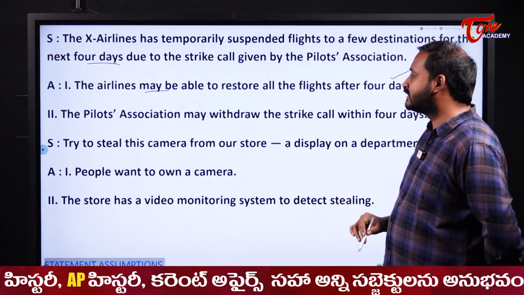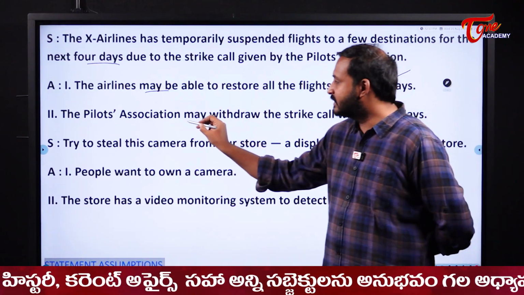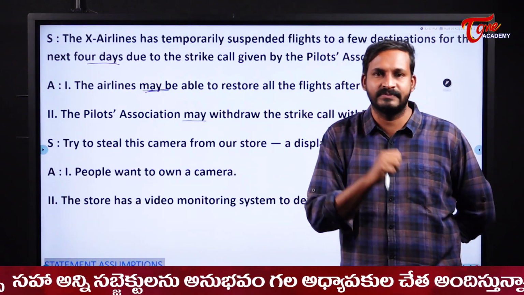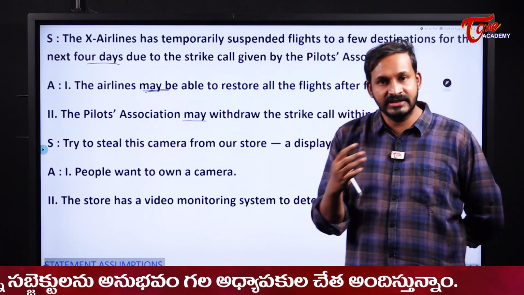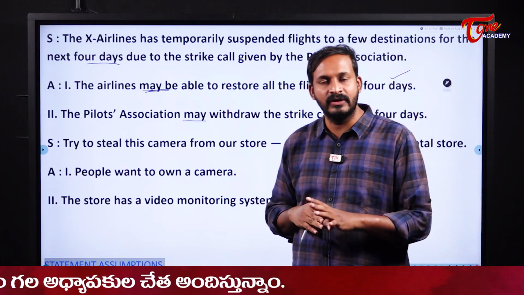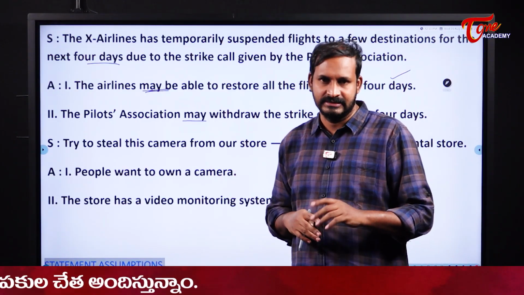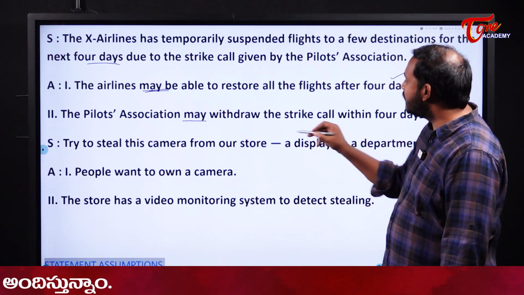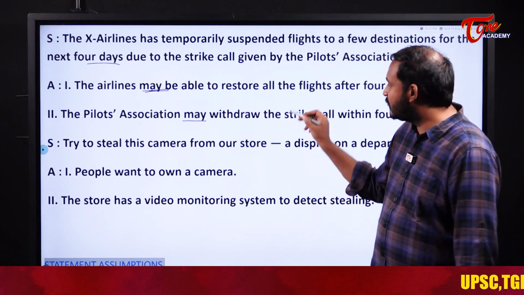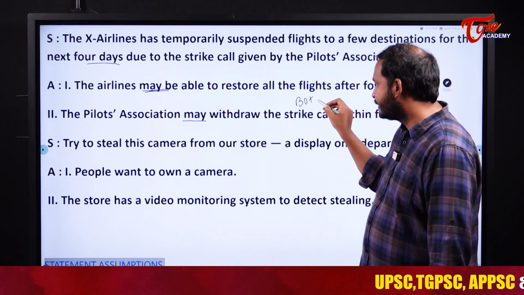Next, the Pilots Association may. See students, chances, right? Yes, there is a chance. That is the reason they just suspended for 4 days. If there is no chance, they would have suspended for more than 4 days, right? They are suspending for 4 days means there is a chance. So the pilots may withdraw the strike call within the 4 days. Yes, that is also correct. So here both are implicit for us.